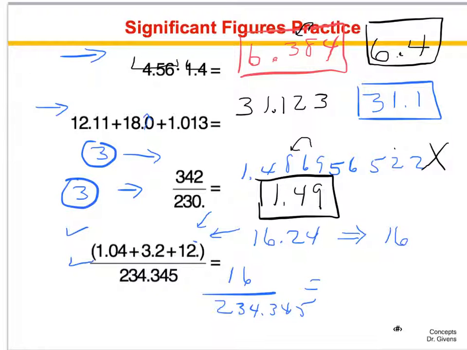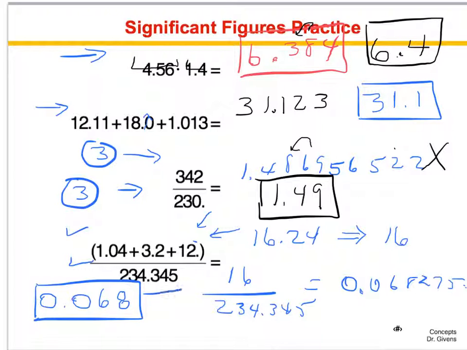234.345, and I get 0.068275, and it goes on. But there are only 2 significant figures on top, so I must have only 2 significant figures in my answer. So the answer is 0.068. This is the correct answer, not this.